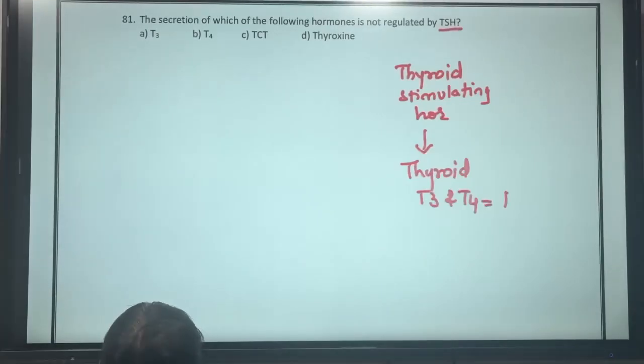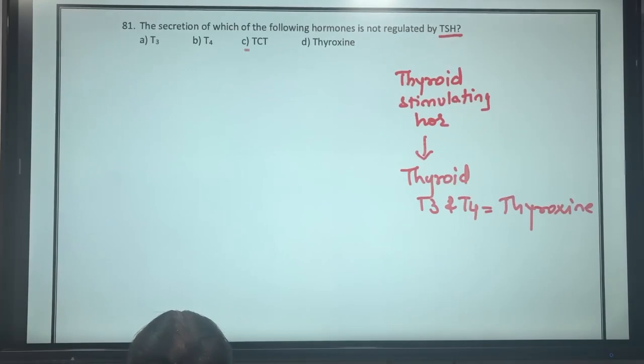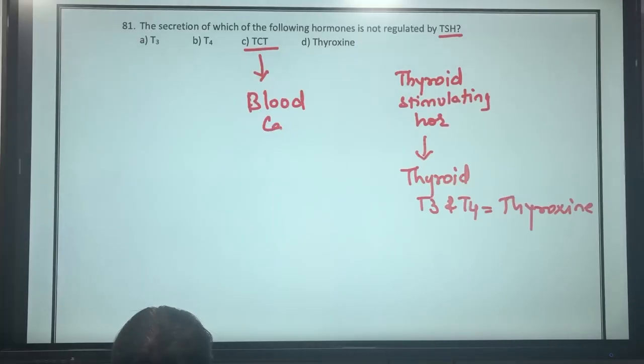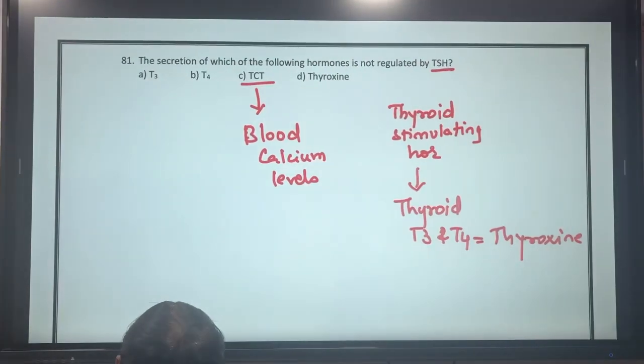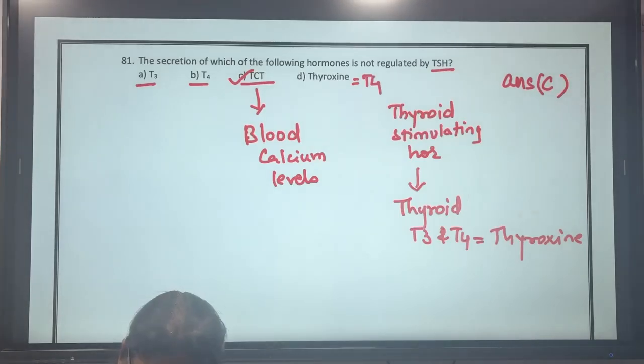T4 is the one also called thyroxine, whereas TCT is produced in response to blood calcium levels. So TCT is not controlled by TSH. Answer is option C. Options A and B: T3 and T4 are controlled by TSH, and thyroxine is the other name for T4. So essentially B and D options are the same.